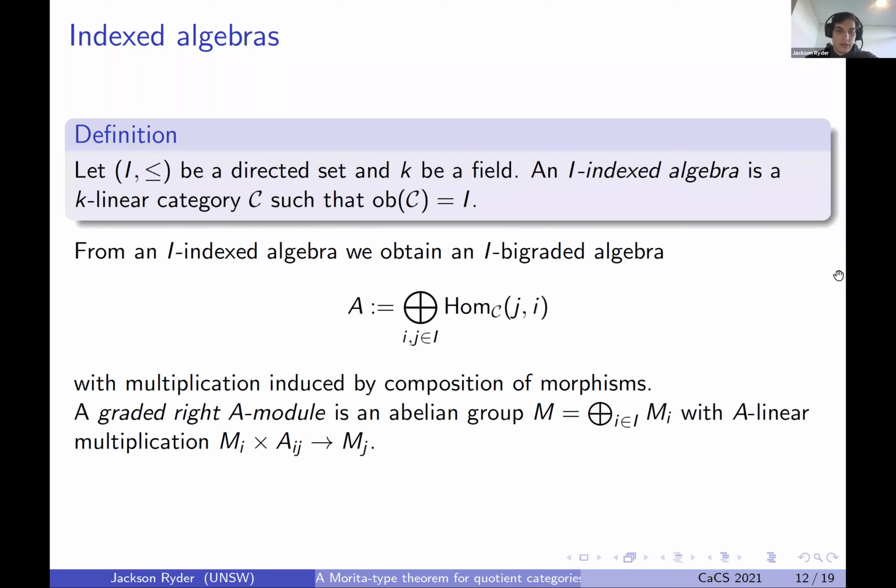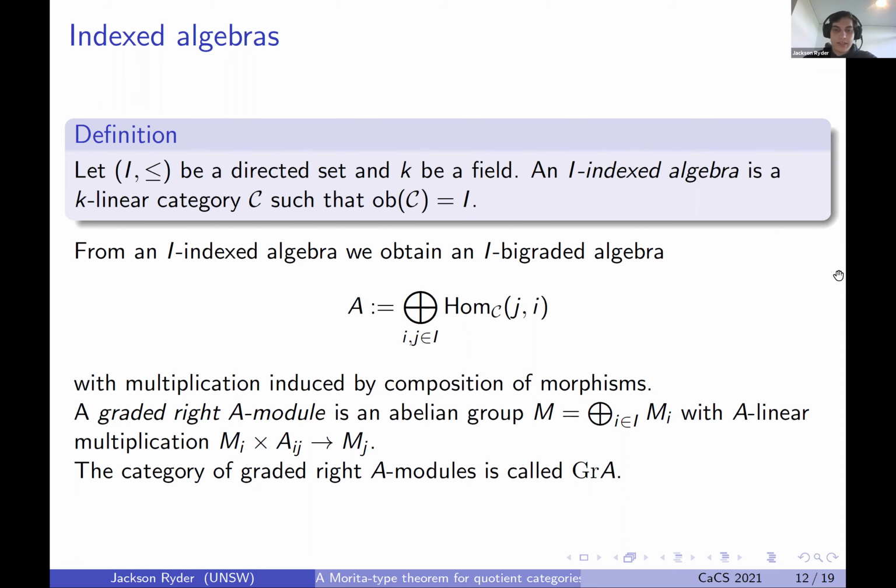Okay. We say we have a graded right A-module. It's an abelian group graded by I, but only singly graded. And it has a linear multiplication of this form, satisfying all your module axioms. And this is how we denote the category of graded right A-modules.